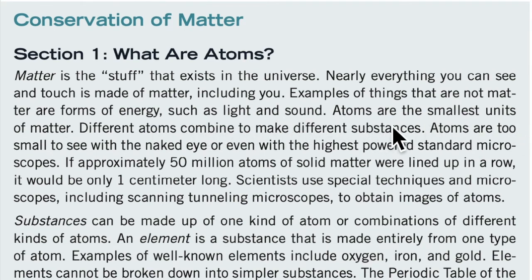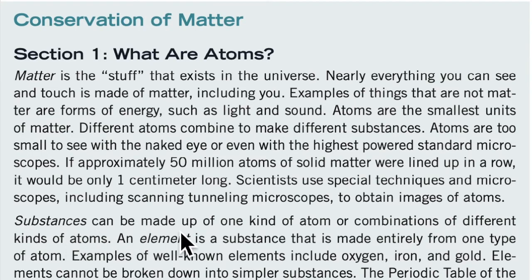Atoms are the smallest units of matter. Different atoms combine to make different substances. Atoms are too small to see with the naked eye or even with the highest powered standard microscopes. If approximately 50 million atoms of solid matter were lined up in a row, it would be only 1 centimeter long. Scientists use special techniques and microscopes, including scanning tunneling microscopes, to obtain images of atoms.